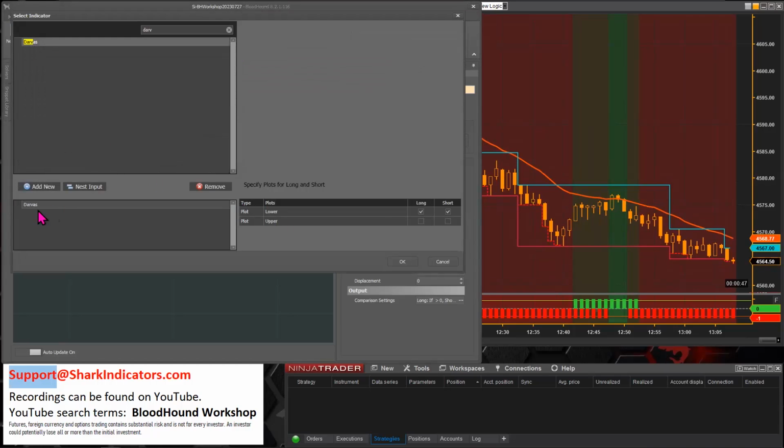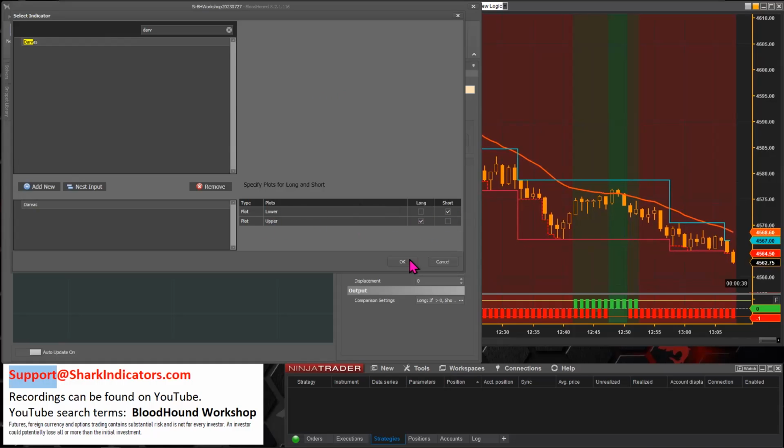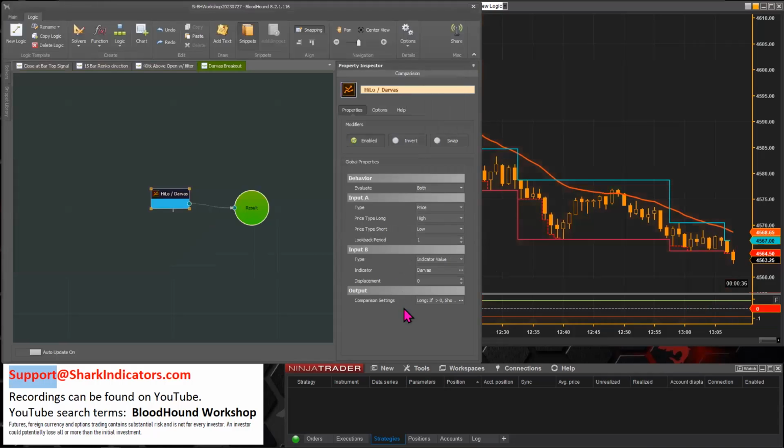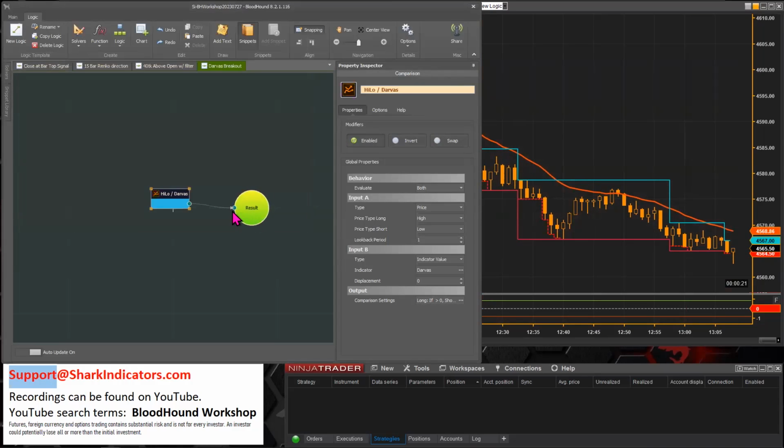There we go, Darvas. So we're going to use the upper plot for a long signal and the lower plot for a short signal. All right, and then for the comparison settings, let's make sure this is all correct. So we want the high to be greater than the Darvas, or the low to be less than the Darvas. Yep, okay. Pretty straightforward.